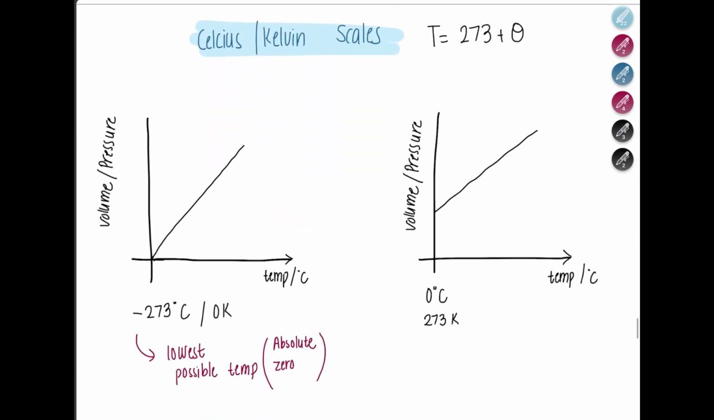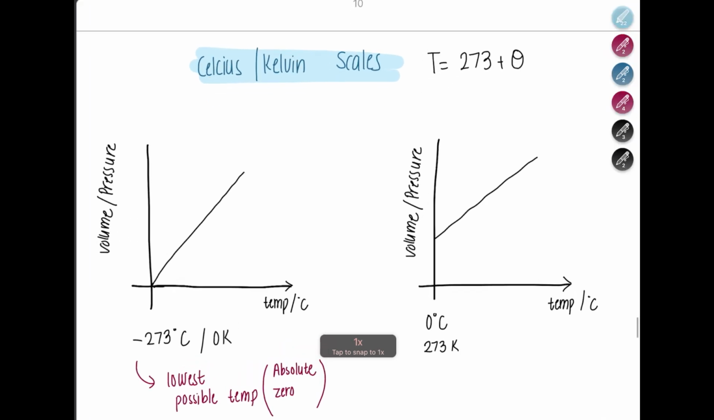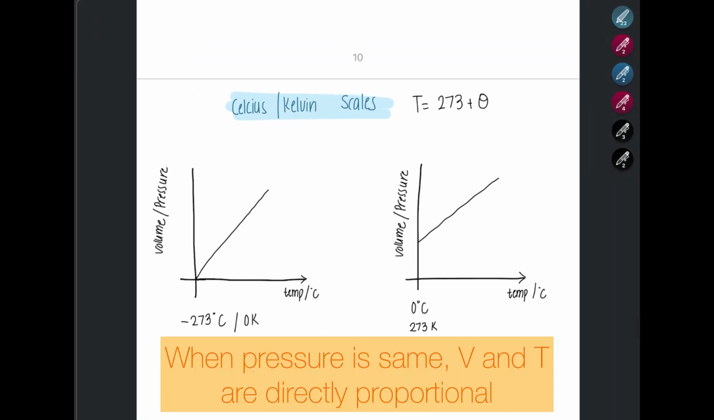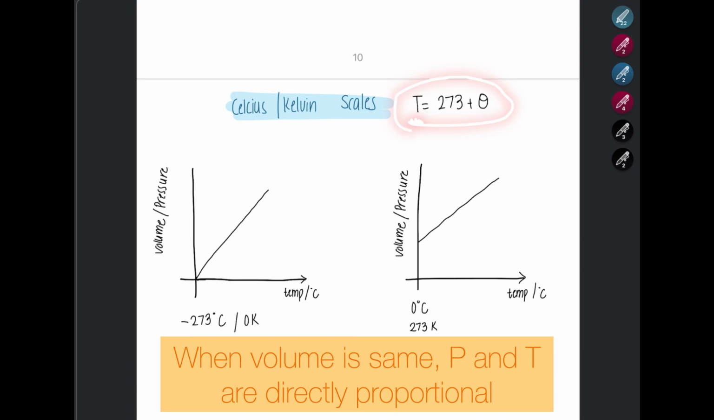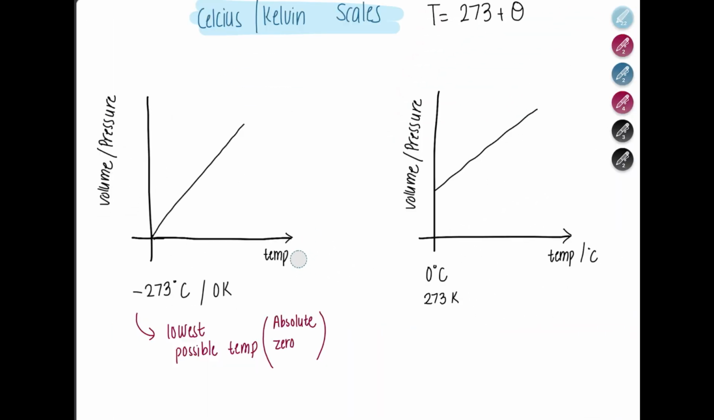Moving on. Now we have Celsius and Kelvin scales. This is very simple. The temperature in Kelvin equals 273 plus theta. Theta is the temperature in Celsius. Now we have temperature on the x-axis and volume on the y-axis.